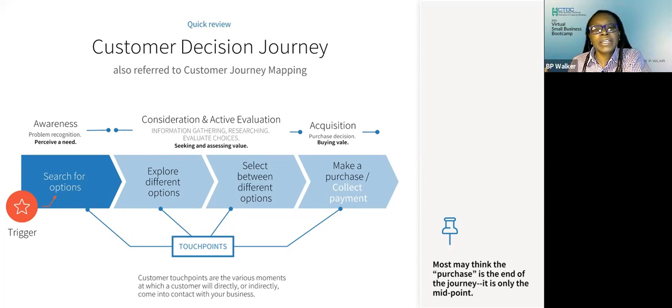Along that journey, the business needs to design what we call touch points, meaning various moments at which a customer will directly or indirectly come in contact with your business. So it doesn't have to be you that they actually talk to. It could be the website. It could be a newsletter. It could be a Facebook ad. Any of those things need to be planned along the way so they act like a nudge to move somebody along the journey, the customer decision journey. Now, some would make the error of thinking, oh, the journey ends when a person makes a purchase, when they pay for the product and services.